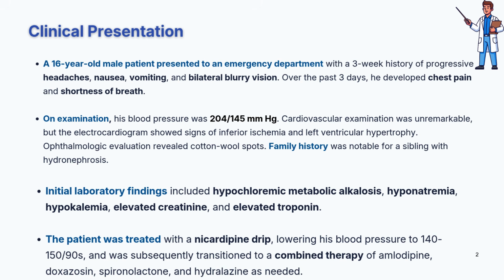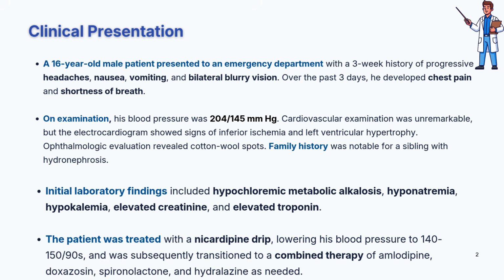On examination, his blood pressure was 204 over 145, which is severe for anyone, but especially for a teenager. Cardiovascular examination didn't give much away, but the EKG showed inferior ischemia and LVH, and the ophthalmology team found cotton wool spots, a classic sign of end organ injury. There is also something subtle here, a family history of a sibling with hydronephrosis, which becomes relevant once we open the diagnostic algorithm.